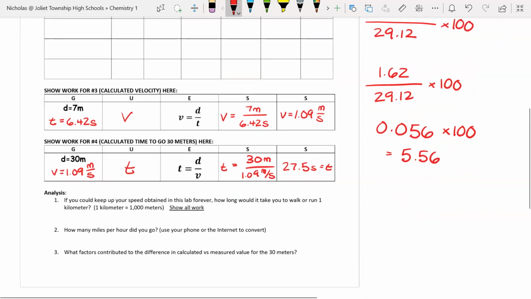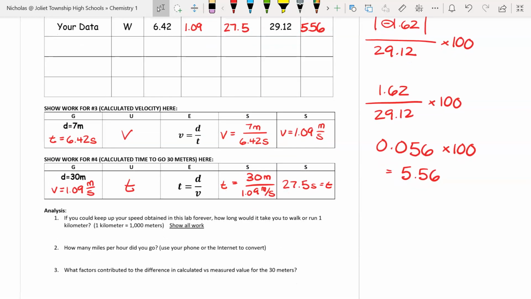Now, down at the bottom, this is what you're going to need to do on your own. The first analysis question says, if you could keep your speed obtained in this lab forever, how long would it take you to walk 1 kilometer, which is 1,000 meters? What we did in our second part, where we figured it out for 30, you're going to do the same thing, but for 1,000. I can give you this hint: our velocity is going to be 1.09, our distance is going to be 1,000, and then you're going to do the rest.